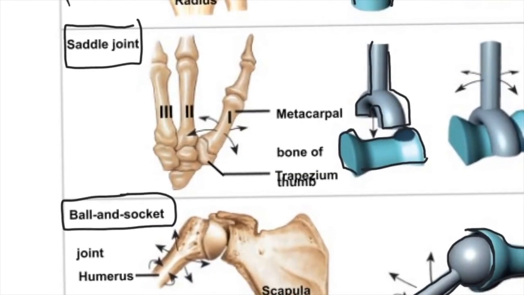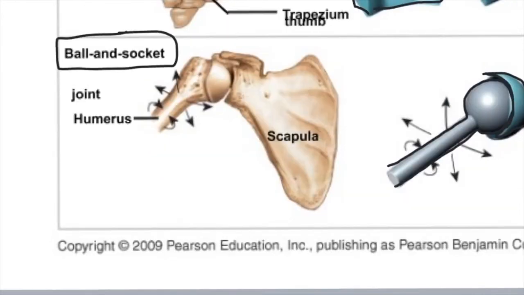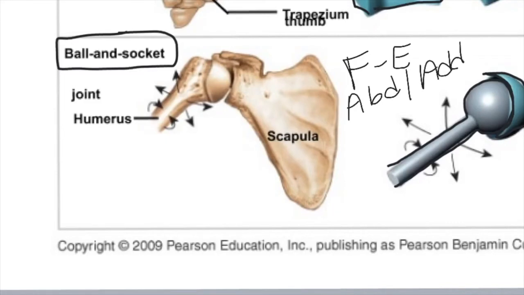With a saddle joint, the type of motion that you can get here is called opposition or reposition. And then, of course, we have the ball and socket, and here we've got lots of range of motion: flexion, extension, abduction, adduction, and circumduction. So this has the most amount. It can actually go in three different planes to provide those movements.